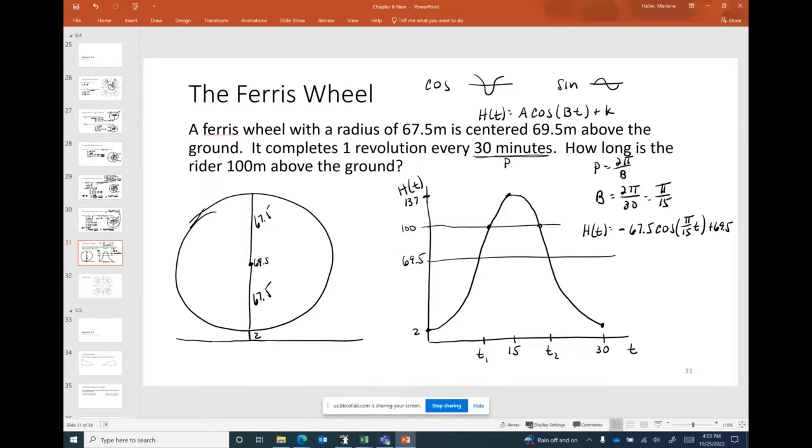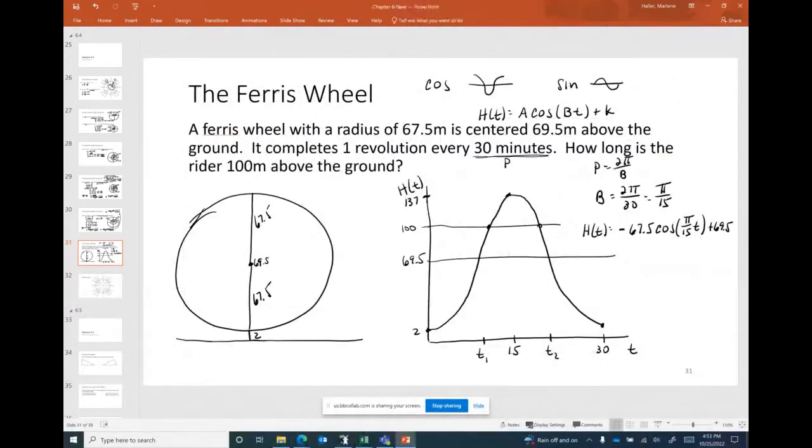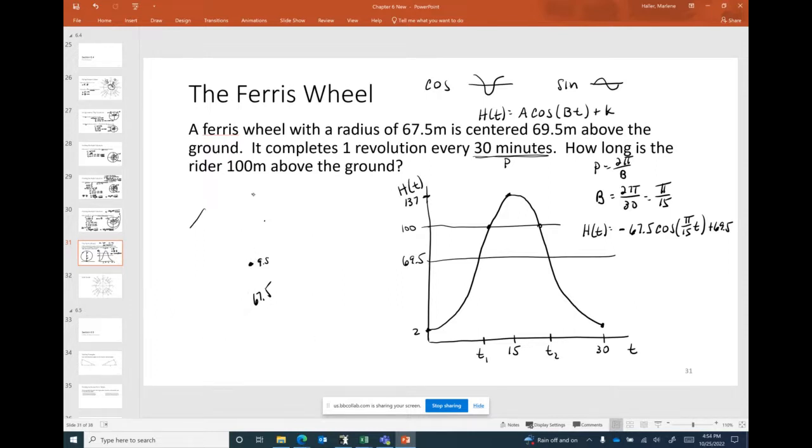Well, we know that height is 100, so we're going to solve the equation. 100 equals all of that. Now let's see, where I wrote so big, I don't have a lot of space left. So I'm going to come over here and erase our Ferris wheel, and we're going to solve that equation over here.